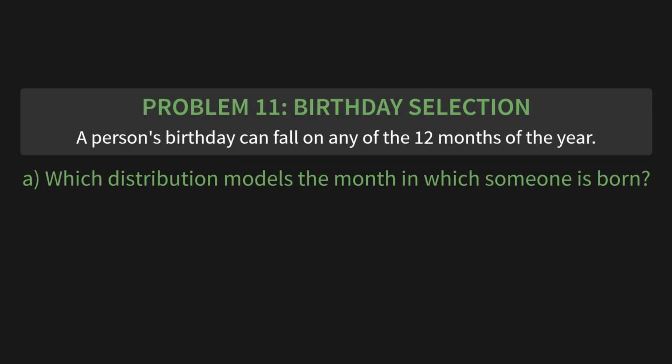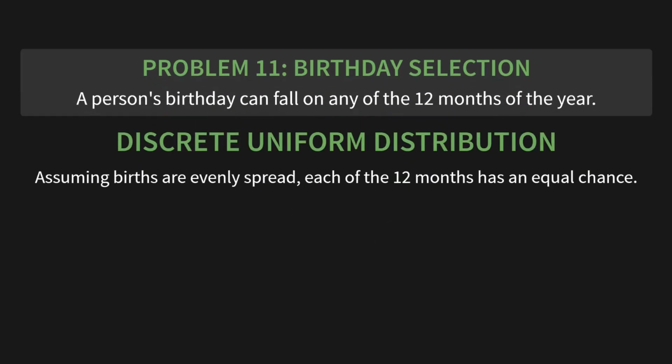Problem 11. Birthday selection. The problem is simple. A person's birthday can fall on any of the 12 months of the year. So for part A, which distribution models the month in which someone is born? The key question to ask yourself is on the slide. Are all 12 months equally likely? If we assume that births are spread out evenly, then yes, each month has the exact same chance.